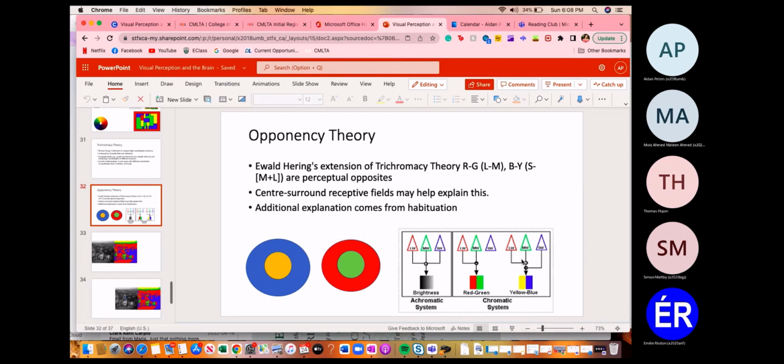So for example, in the case of a yellow-blue receptive field for a ganglion cell, what you get is basically an addition of long wavelengths and medium wavelengths, red and green, to produce yellow. So this ganglion cell is going to elicit firing if it is hit by this combination of long and medium wavelengths, yellow. It's hit with this combination, and this causes firing.